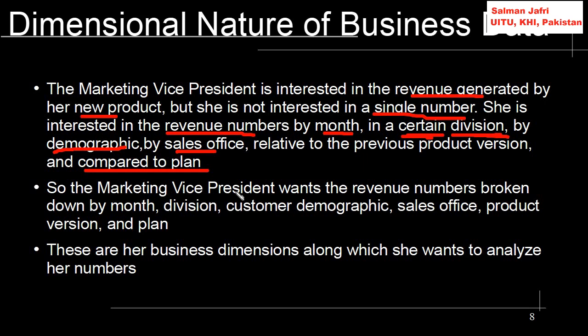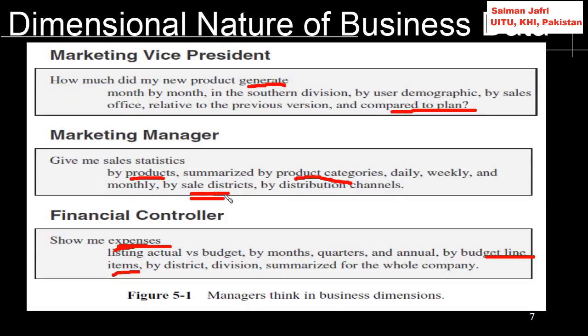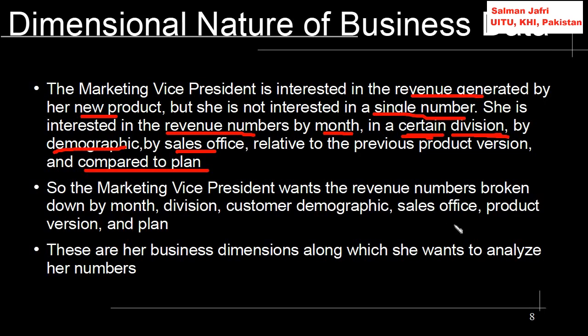So the marketing vice president wants the sales statistics, the revenue numbers, broken down by month, right? With the month, division, customer demographics, sales office, product version, and plan. So these are the dimensions for the marketing vice president. And as mentioned, these are the dimensions, right? So everyone is thinking in terms of their dimensions.